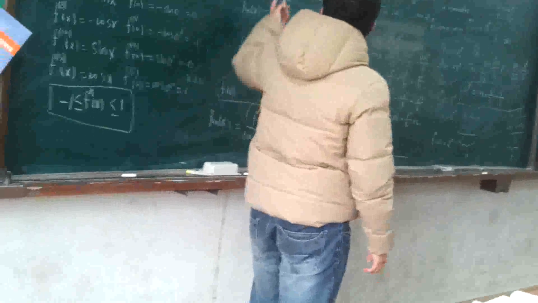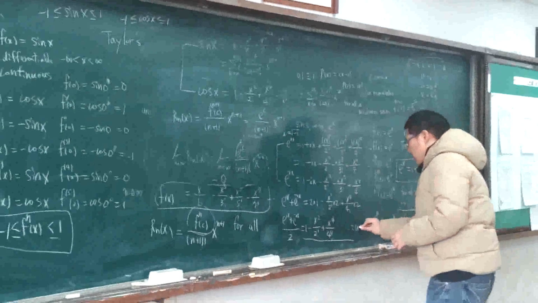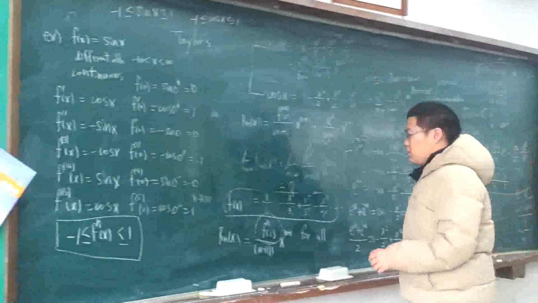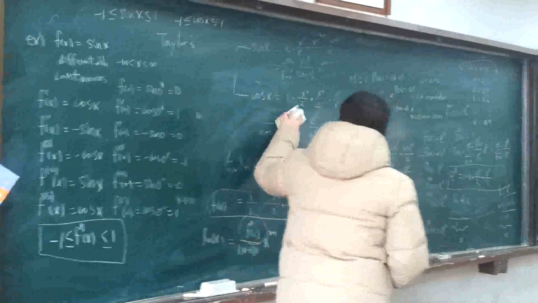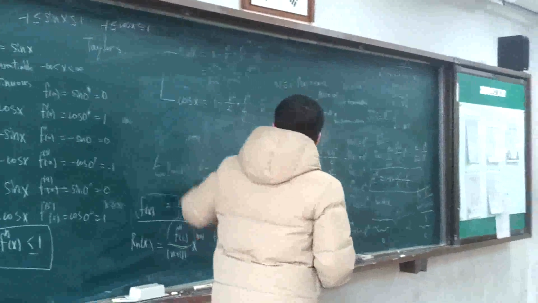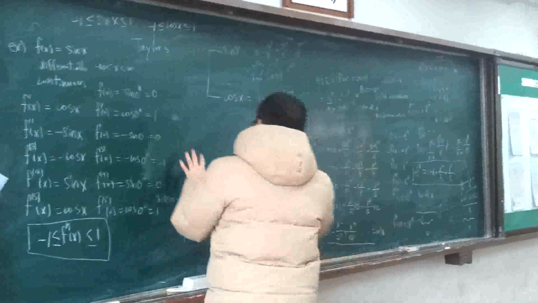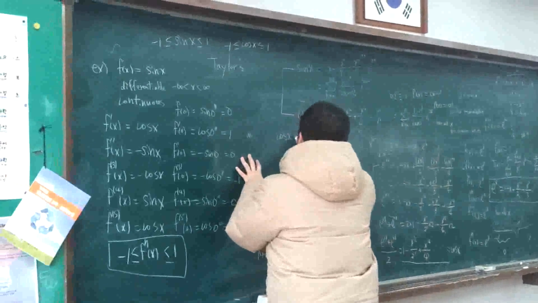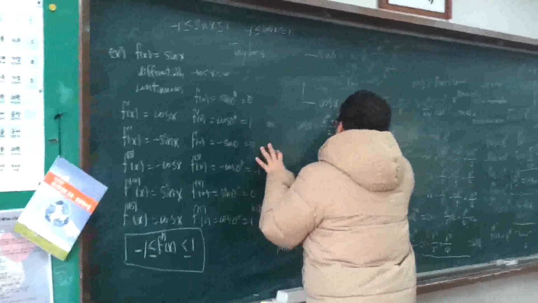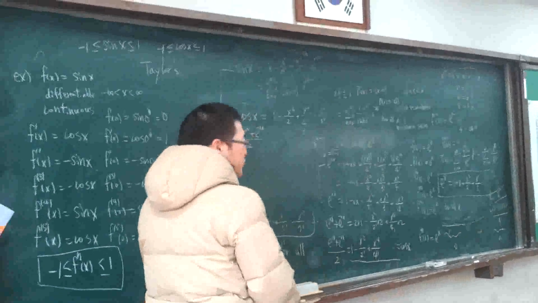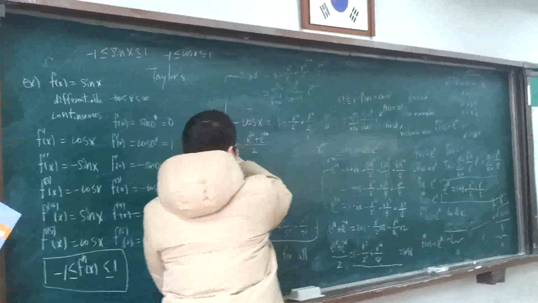This is the cosine function. And you can differentiate it, so let's differentiate it. If you differentiate cosine x, what is the derivative? What is the derivative of cosine x?